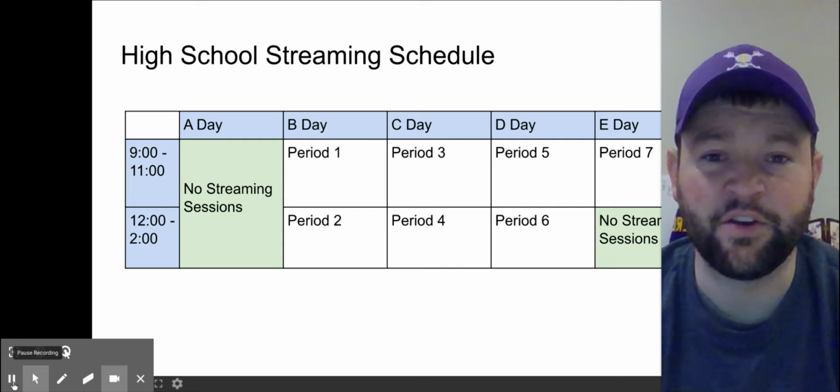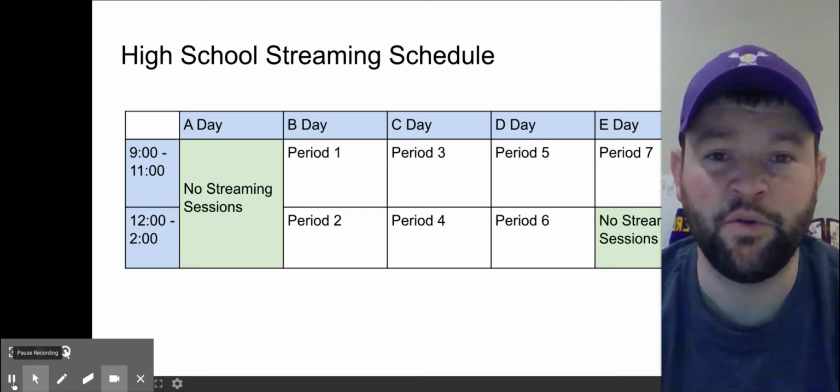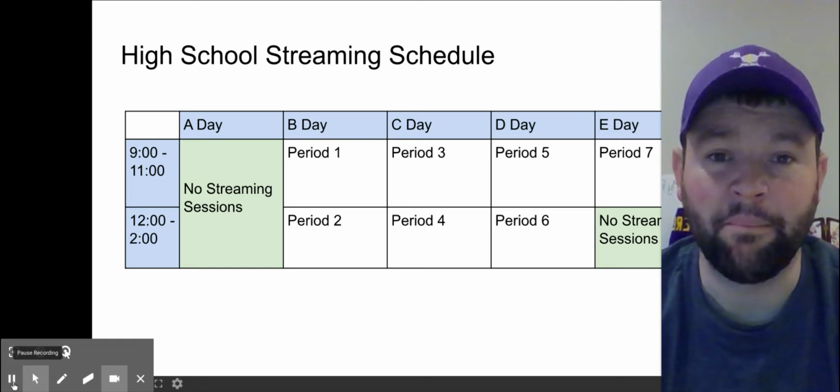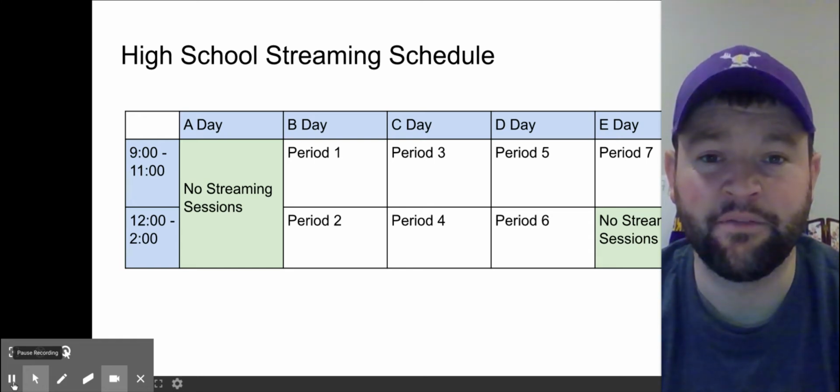So let's take a look at our schedule here just to make sure you understand it, and then I'm going to show you an actual calendar of how this is going to break down. For the most part, excluding today and the next week, which begins on the 6th, every Monday will be known as an A day. I will not be streaming any courses that day or any kind of Q&A sessions. I will be available from 9 to 11 and 12 to 2.